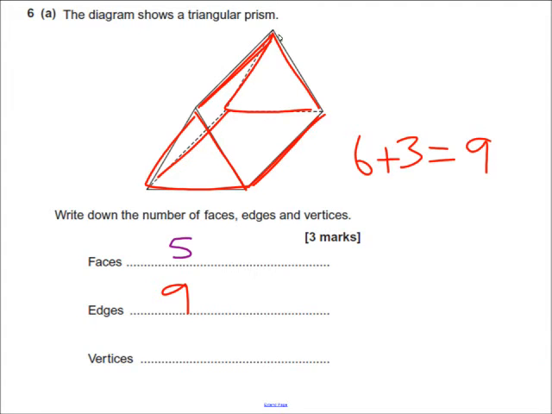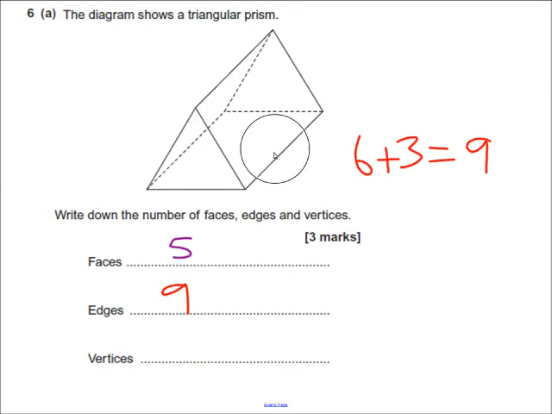Okay, tidying up our image again. Let's look at the number of vertices. Now, in order to answer this question, you need to know what vertices mean. And a vertex is a corner. So we're counting the number of corners on our shape. So we have 1, 2, 3, 4, 5, 6. There are 6 vertices on our diagram.